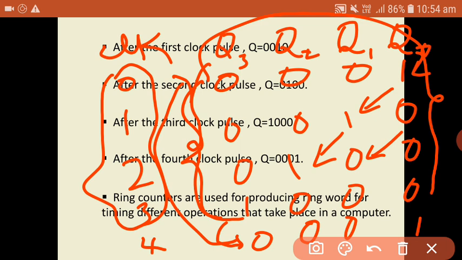So a 4-bit ring counter will be counting only 4 number of clock pulses.